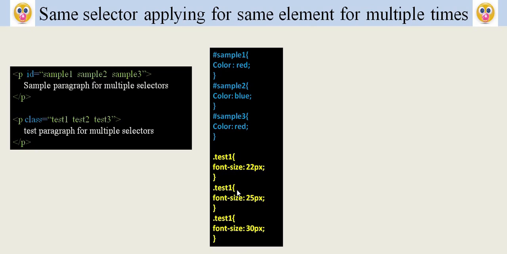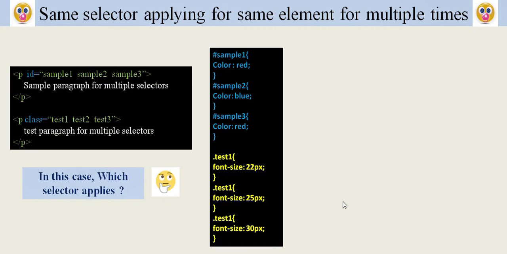And here we are given three different class selectors by using test1, test2, and test3. For these three different class selectors, we will give the same properties but with different values: 22 pixel over here, 25 pixel over here, 30 pixel over here. But the question arises here is, which one of them should apply? In this case, which selector should apply?